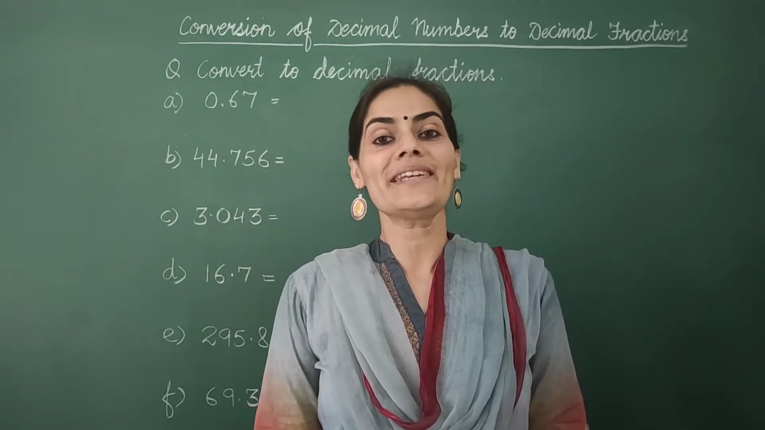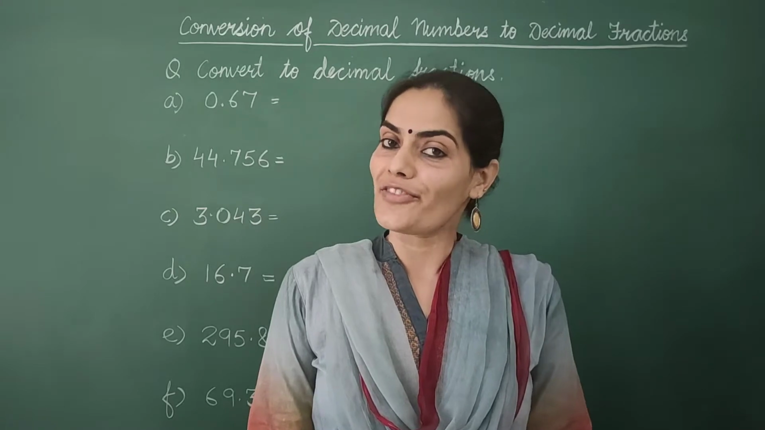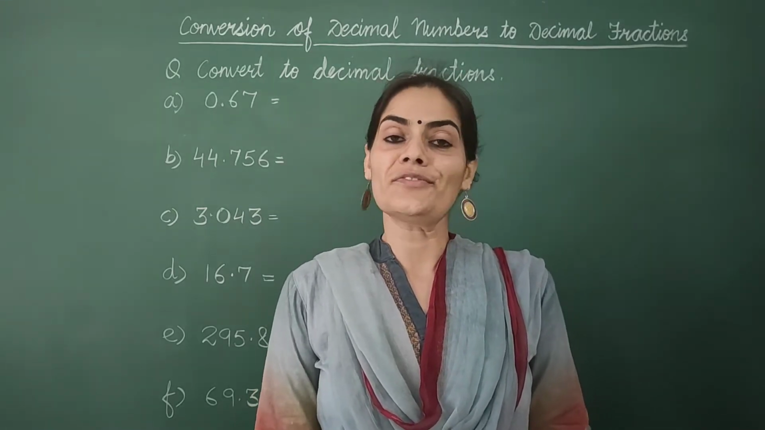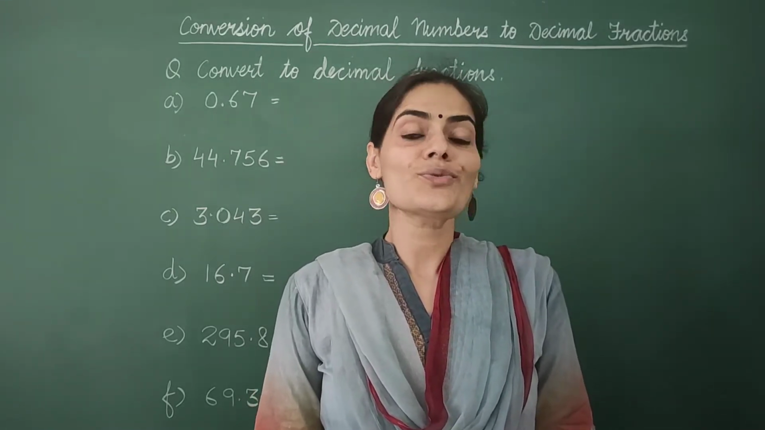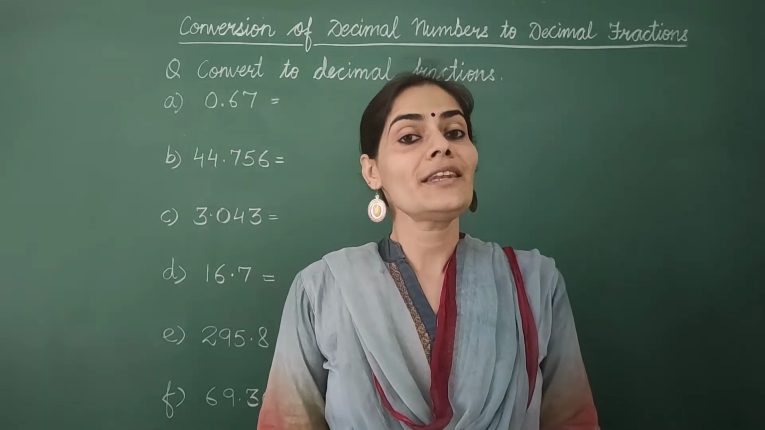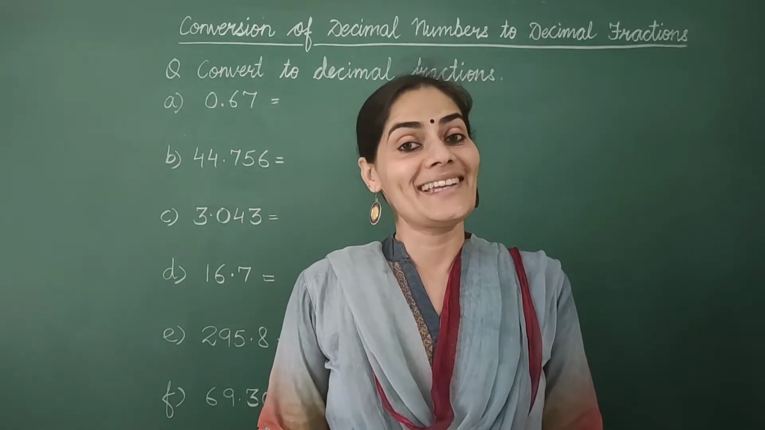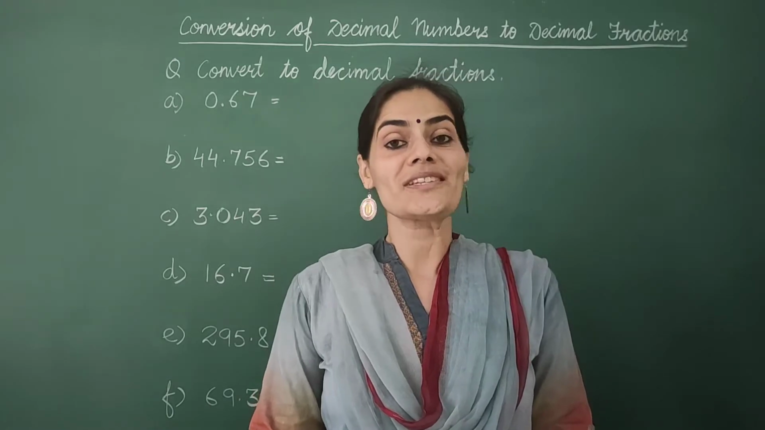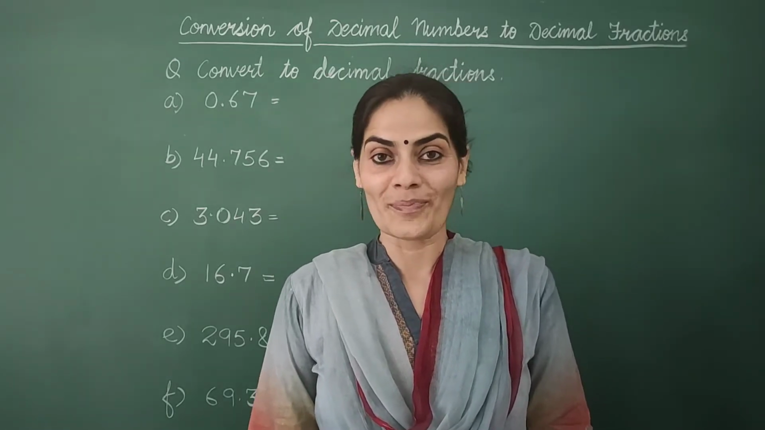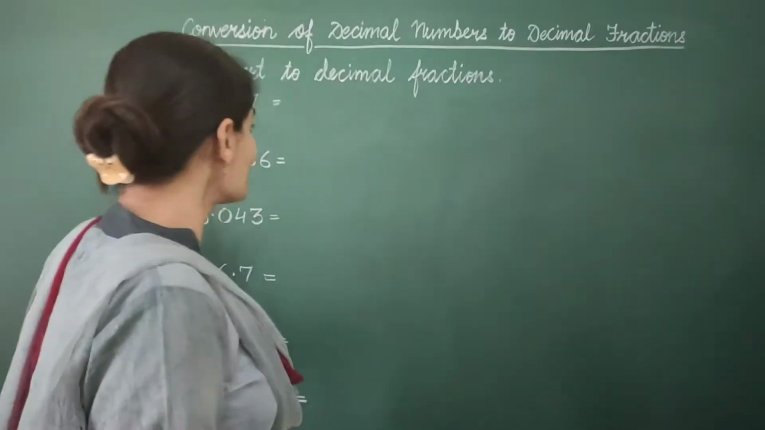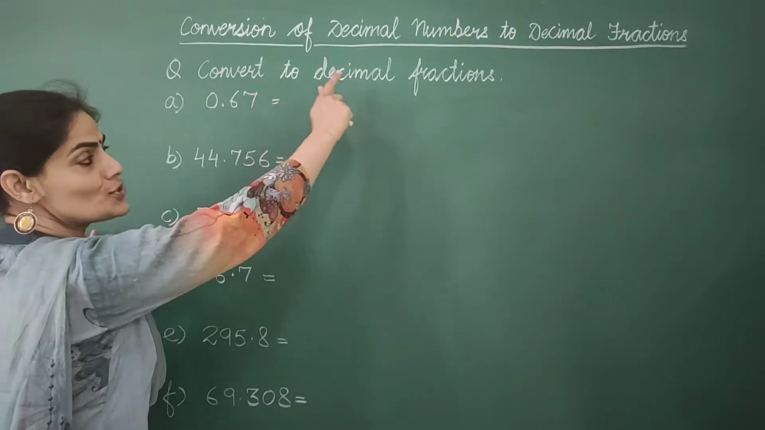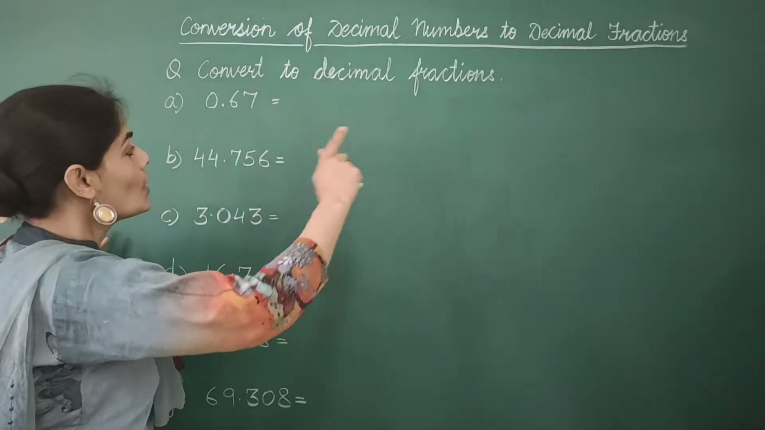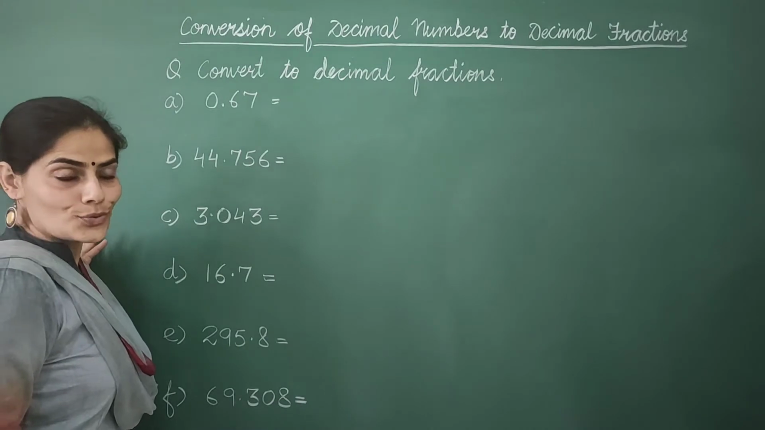Convert a decimal number to a decimal fraction. Now what are decimal fractions? The fractions whose denominator is in the power of 10, like 10, 100, 1000, 10,000 and so on. So let's start with this question. Convert to decimal fractions. What are we required to do?